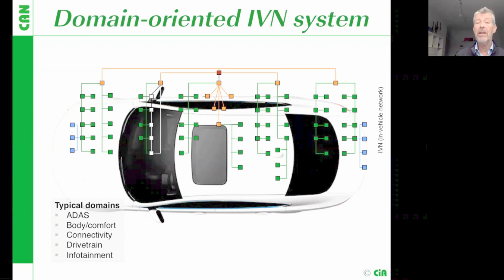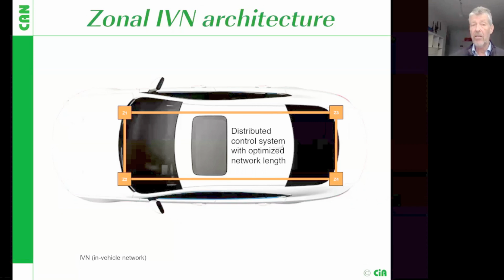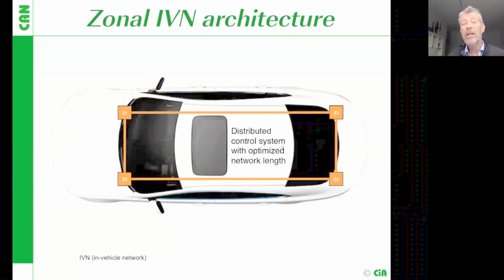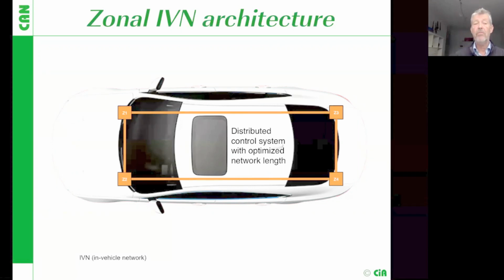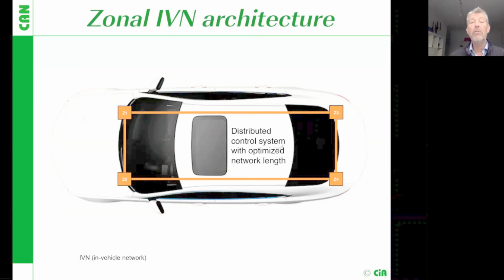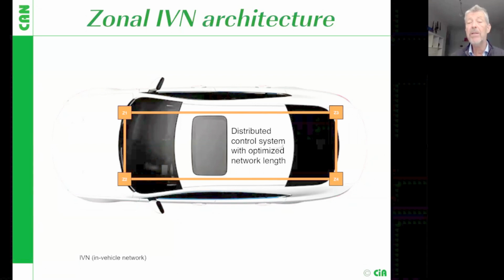So this means there was a next idea. This idea is still not implemented in cars, it's just theory. This is the zonal in-vehicle network architecture. The idea is very simple. You have 1 or let's say 4 zonal controllers, which are very powerful machines, and they are connected via a high-speed Ethernet network.